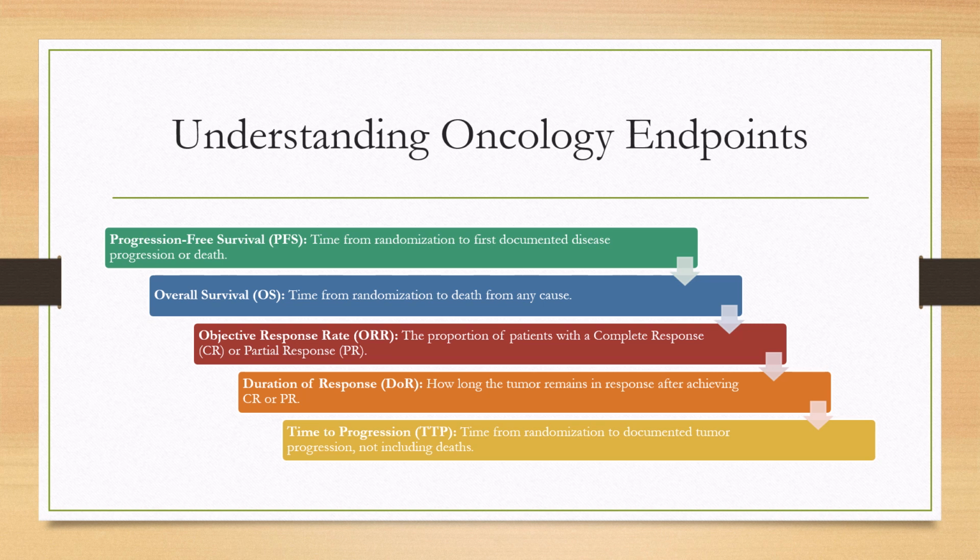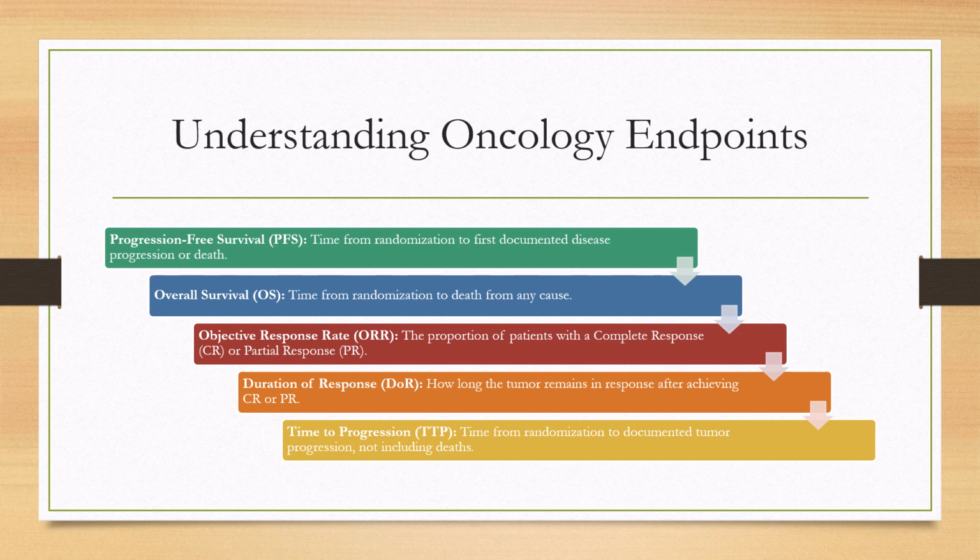Imagine a clinical trial where 100 cancer patients are treated with a new drug. After treatment, 30 patients experience a partial response, that is, their tumor shrank by at least 30%, or a complete response, that is, their tumor disappeared. Let's focus on one of these 30 patients who had a complete response. After treatment, their tumor disappeared completely. The patient remained tumor-free for 6 months before the tumor started to grow again. In this case, the duration of response for this patient is 6 months.